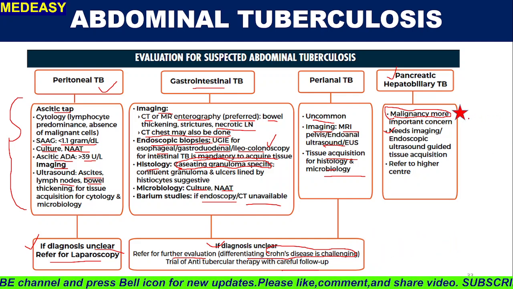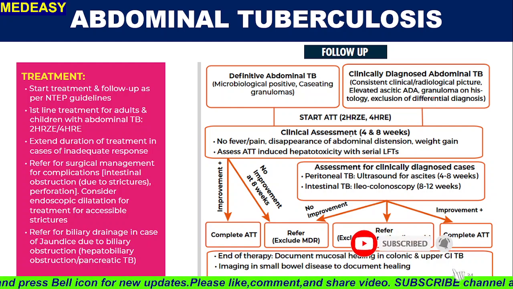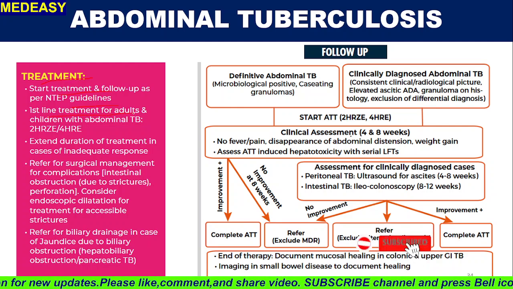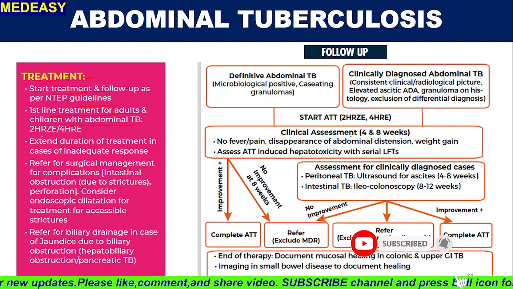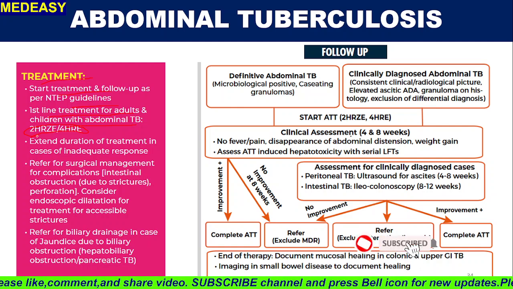So remember that malignancy here is the more important concern. So how to treat a case of abdominal tuberculosis, that is very important. As per NTEP, start treatment and follow up as per NTEP guidelines, and first line treatment for adults and children with abdominal TB remains 6 months of anti-tubercular treatment, including 2 months of HRZE and 4 months of HRE.